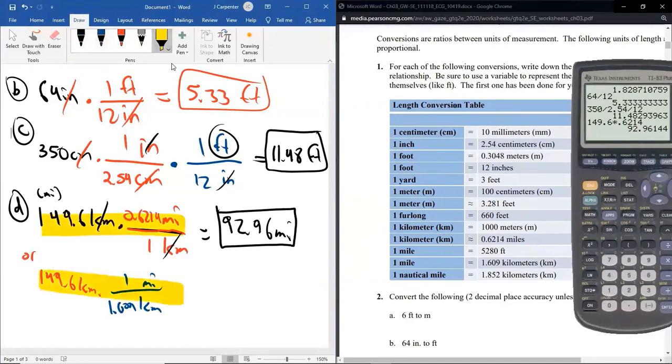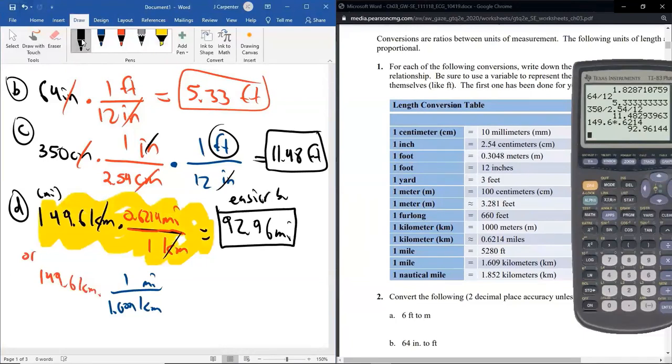And for me, this is the easier way. This is the easier way by hand. I'm going to erase these little memos in a second. And here's the reason, this is the entire reason, this is a multiplication of 149.6 times 0.6214. Would you rather multiply decimals or would you rather divide decimals? That's what I'm talking about easier. By hand, I would much prefer to multiply decimals, especially when we're dividing by a 4-digit number, 1609. Good gravy. That is not a fun division to do by hand.